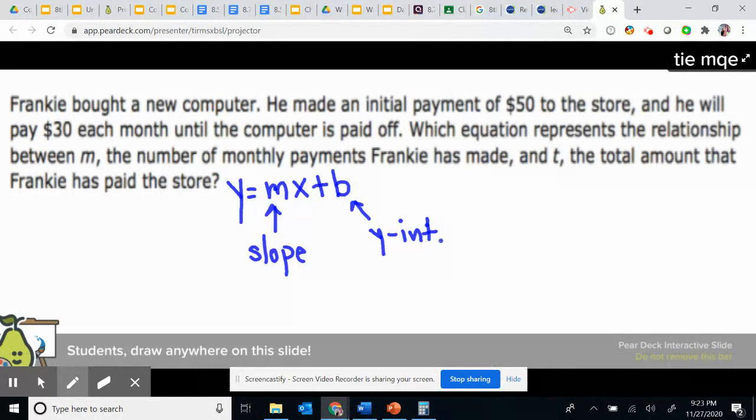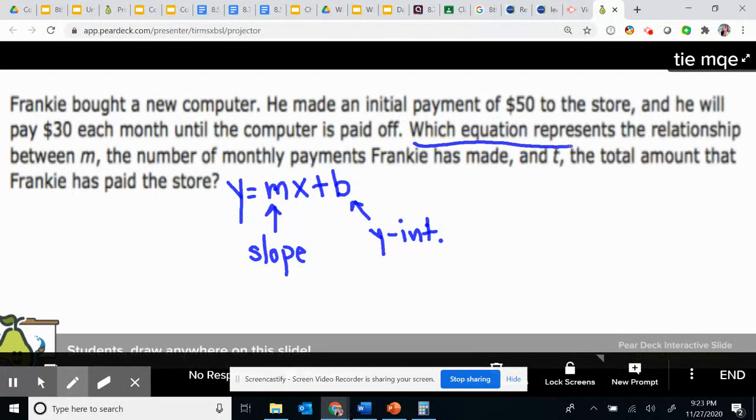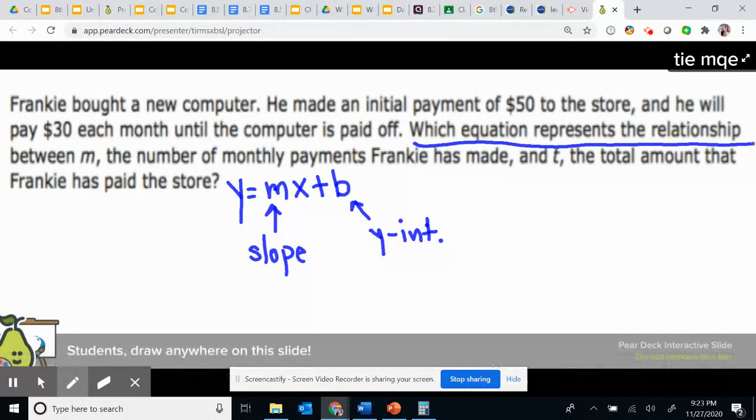All right, so looking at the problem, we have an initial payment of $50 to the store and he'll pay $30 each month until the computer is paid off. Which equation represents the relationship? All right, so that would be our question. So they're asking us to write our equation between M, the number of monthly payments Frankie has made, and T, the total amount that Frankie has paid the store. All right, so they're using different variables than what we're used to. We typically use X and Y. In this case, they're using M and T.